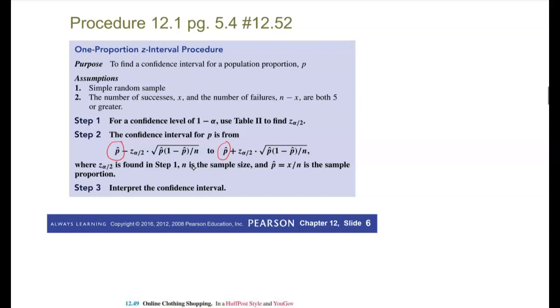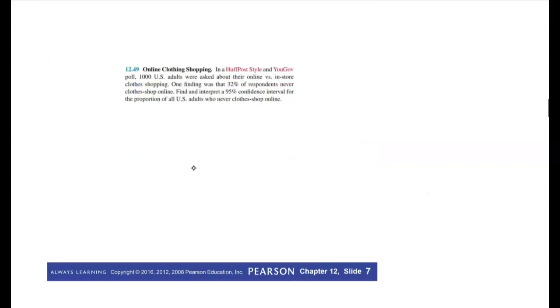So here is how we would calculate an equivalent of the standard deviation when we're talking about population proportions. We have our sample proportion times 1 minus that sample proportion, divided by n, and then take the square root of that number. Okay, so let's take a look at an example.